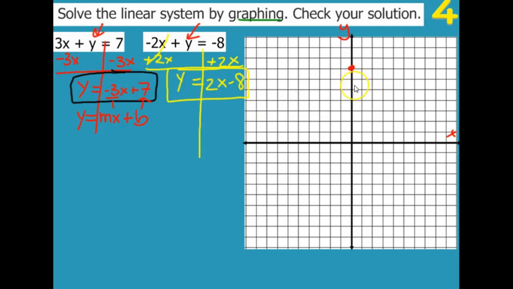So down 1, 2, 3, and 1 to the right. Down 3, 1 to the right, over and over again. Or up 3, 1 to the left, and draw your line through.